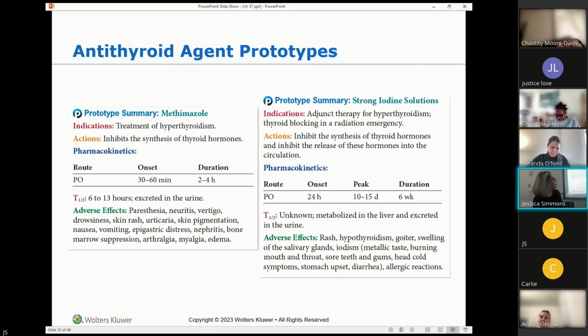And then if you're also looking at the iodine solutions, this is also for therapy for hyperthyroidism and thyroid blocking in radiation emergency. The adverse effects would be rash, hypothyroidism, goiter, swelling of the salivary glands, iodism. Iodism has its own symptoms, which include metallic taste, burning mouth and throat, sore teeth and gums, head cold symptoms, stomach upset, and diarrhea. So having a condition of iodism also has its own signs and symptoms.